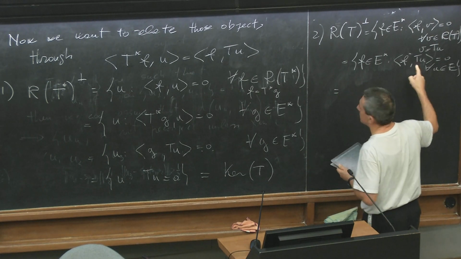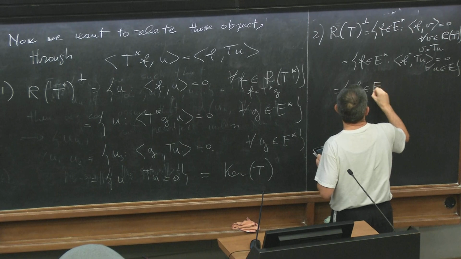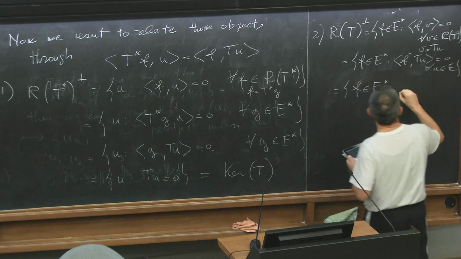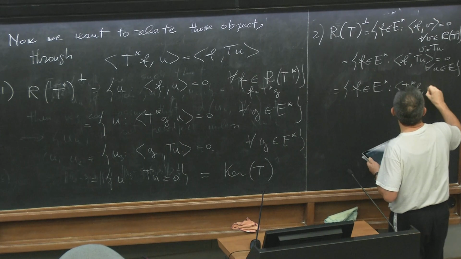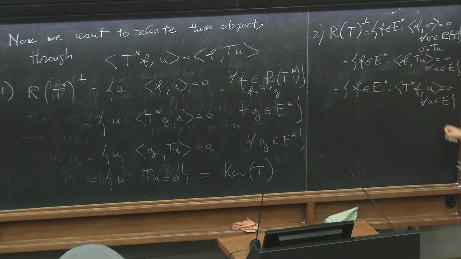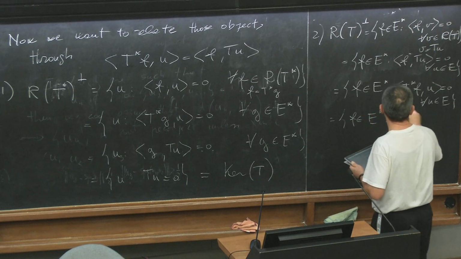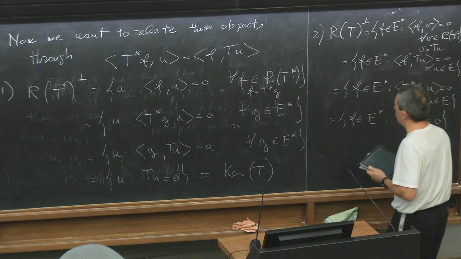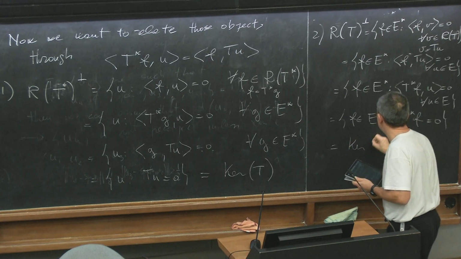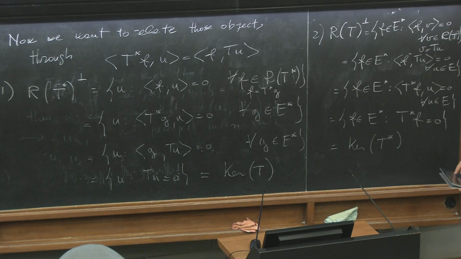Well, now we use the duality here, I mean the definition of adjoint, E star, such that T star F U is equal to 0 for all U in E. But this is for all U in E, so it means this should be equal to 0. Okay? And so we discover that this is equal to the kernel of T star. Okay, very well.